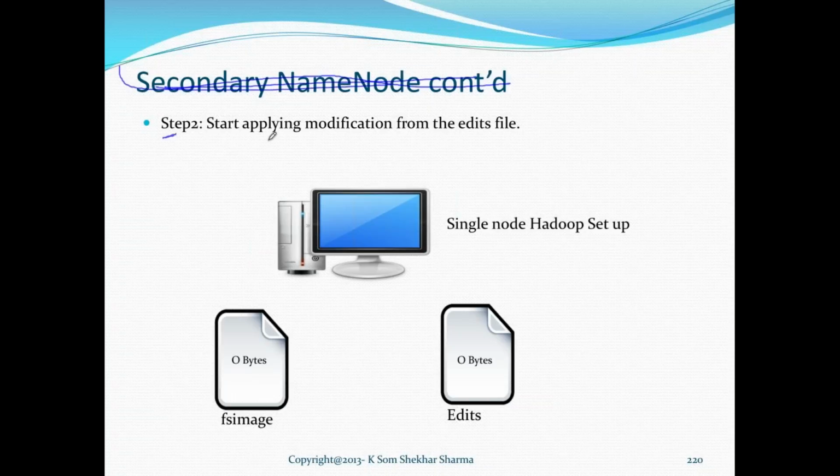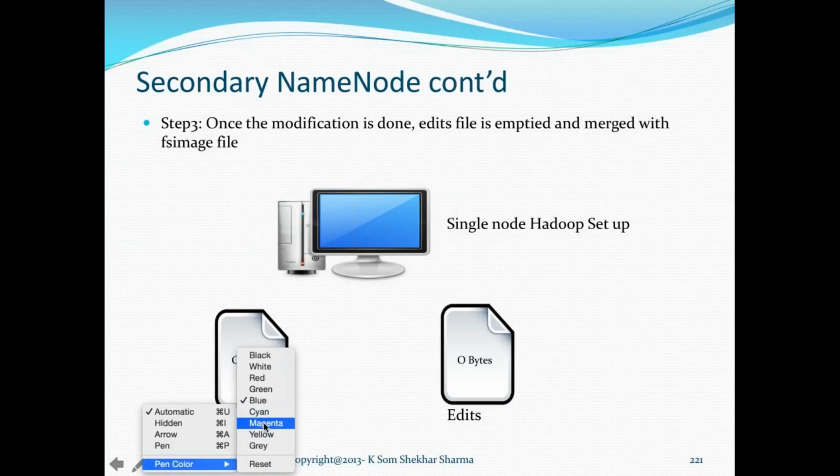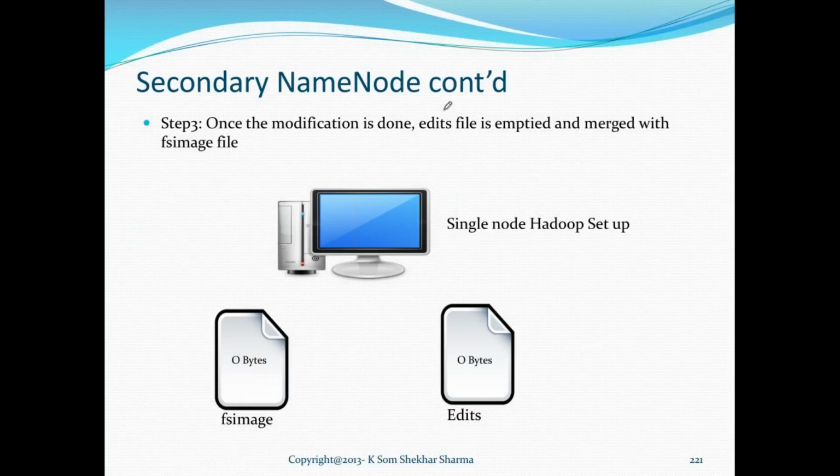So in step two, the name node will see if there is anything in the edits file. So it will start applying the modifications from the edits file. And in step three, once the modification is done, once it has read the edits file, there is no use of the edits file anymore. So what does it do? It will empty the edits file and merge it with the FS image file. So it becomes one big file, the FS image file.